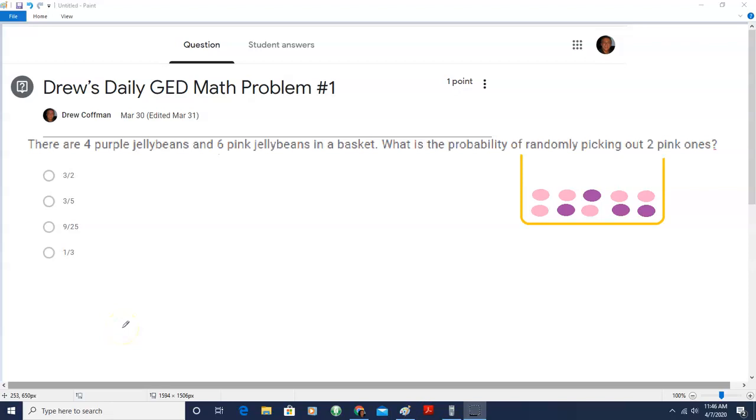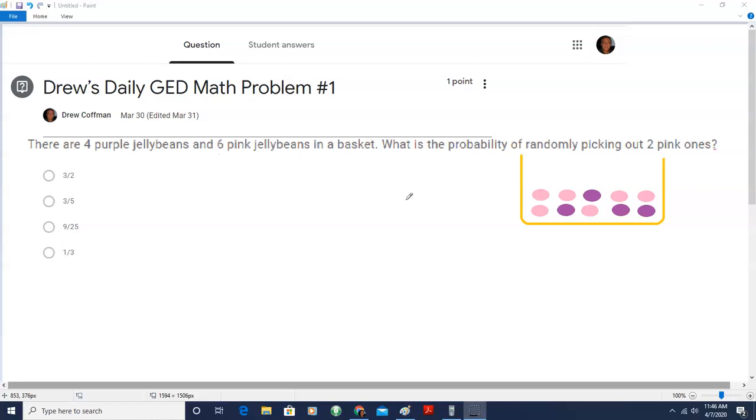Hey everybody, this is Drew and we're going to look at GED math problem number 1 that I posted last week to the Google Classroom. Our problem is: there are 4 purple jelly beans and 6 pink jelly beans in a basket. I'm drawing a little picture here to illustrate that. And the question is, what is the probability of randomly picking out 2 pink ones?